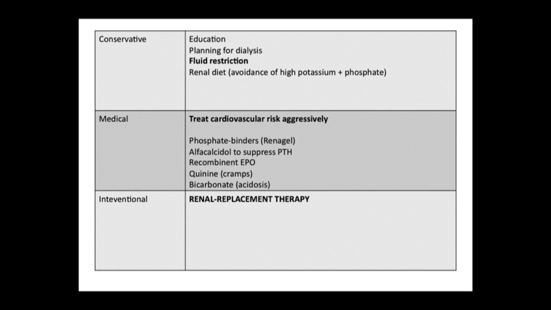For the management of chronic renal failure, the key thing you need to have in your mind is to treat cardiovascular risk factors aggressively, and that's because of the accelerated atherogenesis. So these people should be on a statin, they should have good blood pressure control, they should have good blood glucose control if they're diabetic, etc.